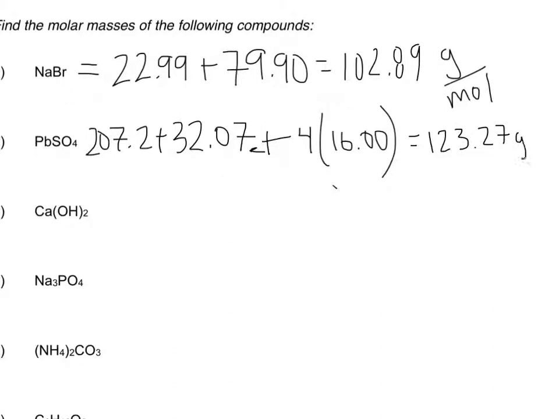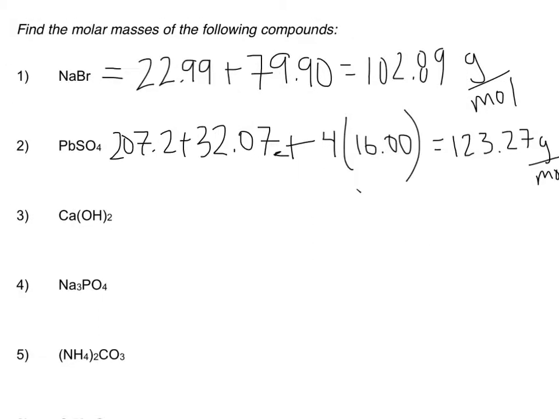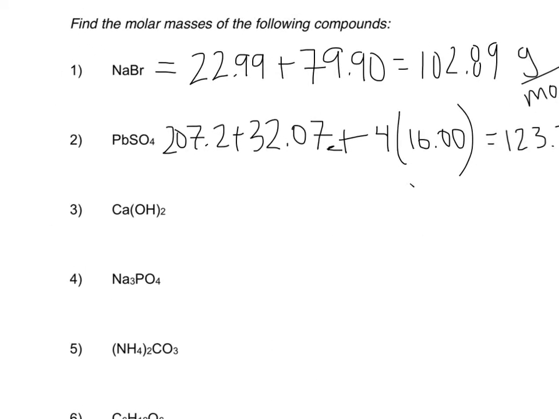123.27, and this is grams per mole. Now, it depends on what calculator you're using, but you could do a separate step where you multiply 4 by 16 right off the bat, and that would give 64, so that you're adding this plus 64. Okay, that may be easier.